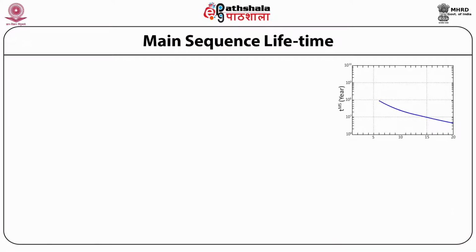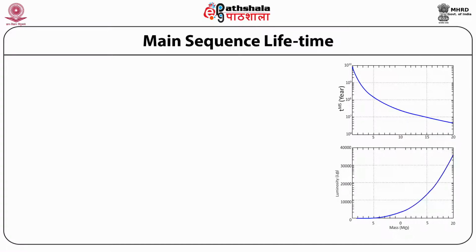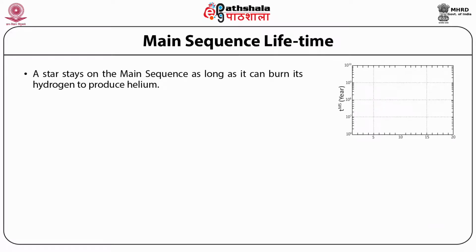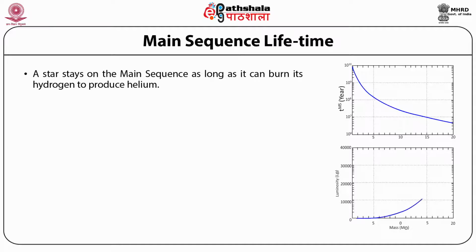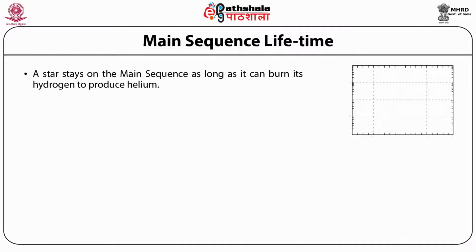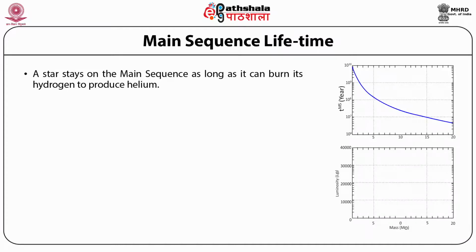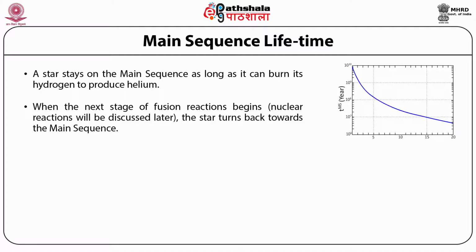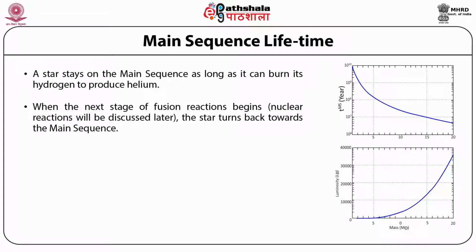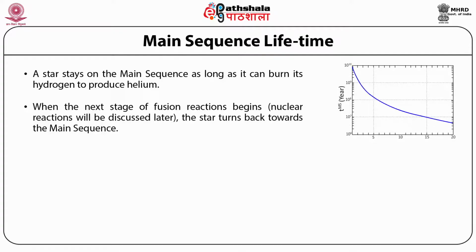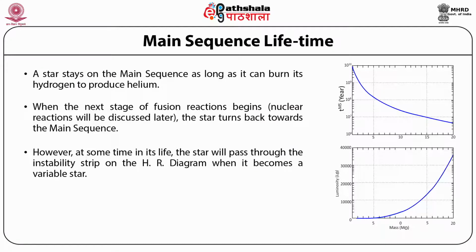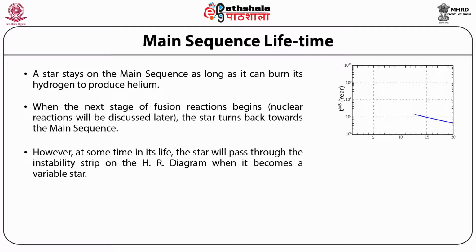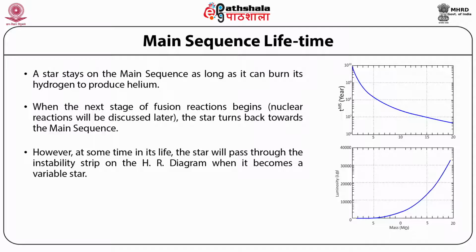The lifetime of a star on the main sequence. A star stays on the main sequence as long as it can burn its hydrogen to produce helium. Once the hydrogen content of the core is consumed, the star starts moving away from the main sequence, as previously discussed. When the next stage of fusion reactions begins, which will be discussed later on, the star turns back. However, at some time in its life, the star will pass through the instability strip on the HR diagram when it becomes a variable star.